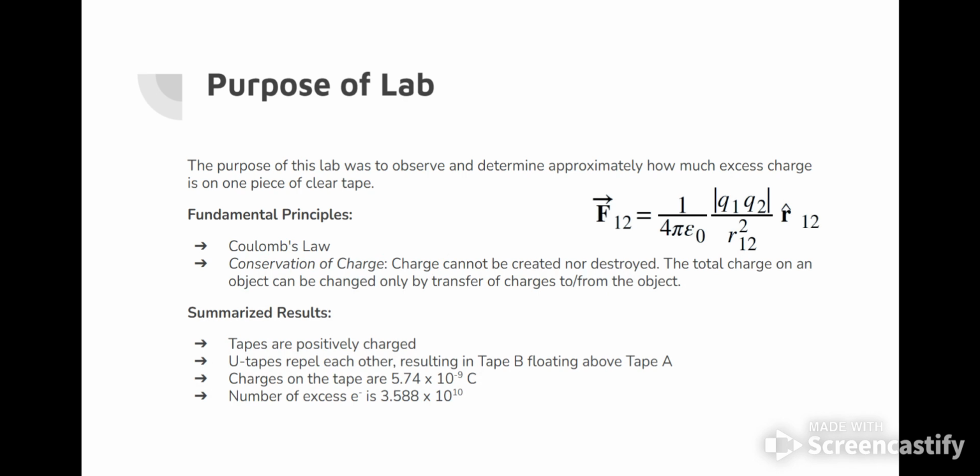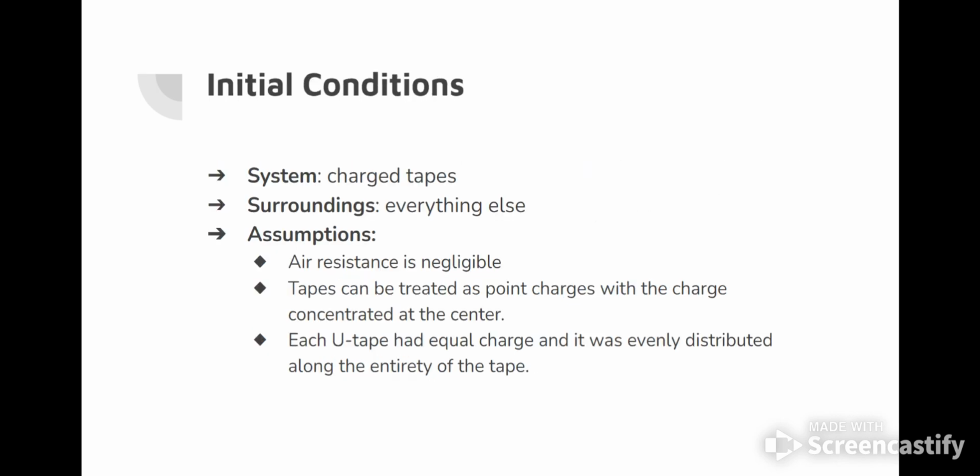The summarized results of this lab were that the tapes were positively charged and that the U-tapes repel each other, resulting in tape B floating above tape A. The charge on the tape is 5.74 times 10 to the negative 9 coulombs, and the number of excess electrons is 3.588 times 10 to the 10.